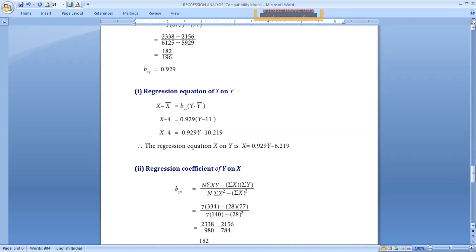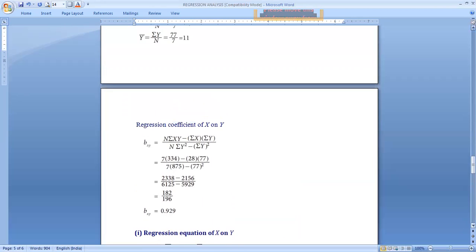This is equal to 7 into 334 minus 28 into 77, upon 7 into 140 minus 28 whole square. So these are the values written from the above table, where we have calculated these values. N represents the total number of data, which is 7, and the value of summation xy is 334. We have found these values in the table above.